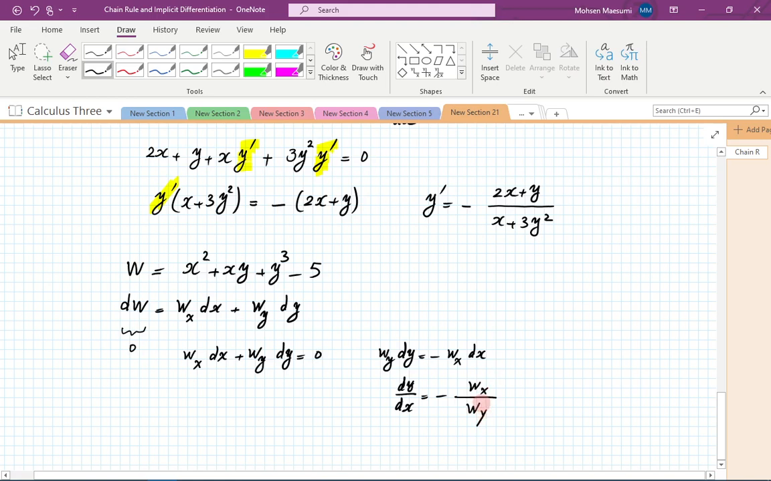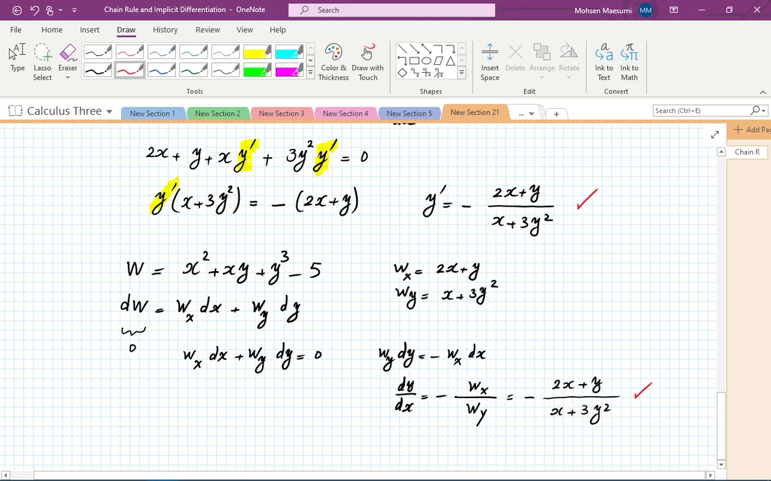So what's Wx and Wy? These are partials. Wx, the partial of this with respect to x, is just 2x plus y. And Wy is going to be x plus 3y squared. So what is this quantity? This is saying minus Wx, which is 2x plus y, over Wy, which is x plus 3y squared. Do you see that this is the same as that?